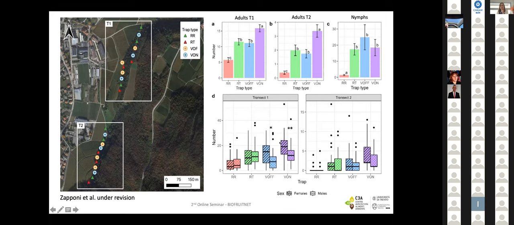If we divide the number of adults by gender, into females and males, that you see here in the two graphs below, the main difference was in the number of females that were caught, which in the field was even higher compared to the males. So in the field, we caught more females than males.